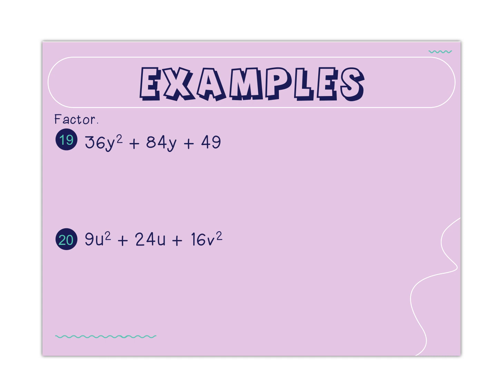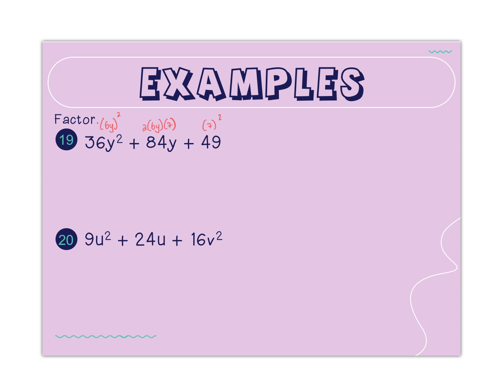And we'll have a few more. So again, I come over here, and I'm always looking for GCFs, but there are no GCFs here. None of these numbers have a factor that goes into all of them. And so I have to say, okay, does the first term have a square root? Yep, this is a 6y squared. Does the last term have a square root? Yes, it's 7 squared. And is the middle term 2 times 6y times 7?